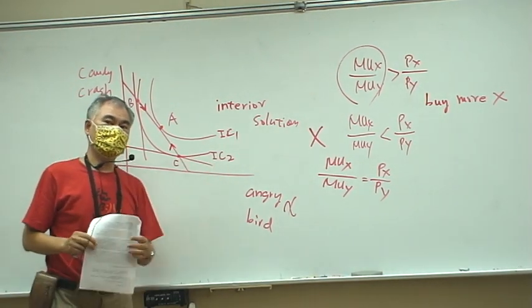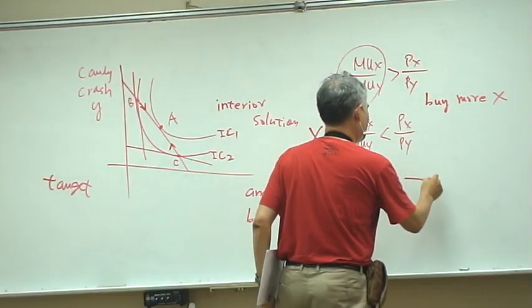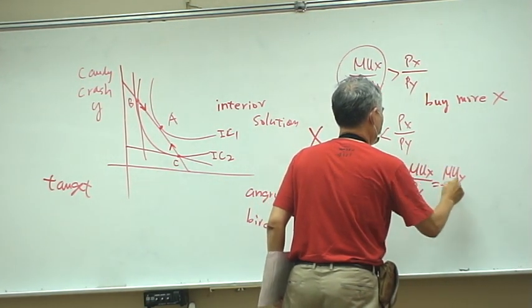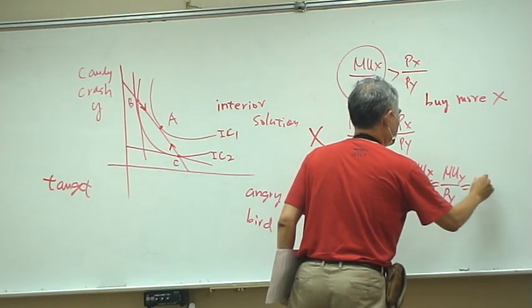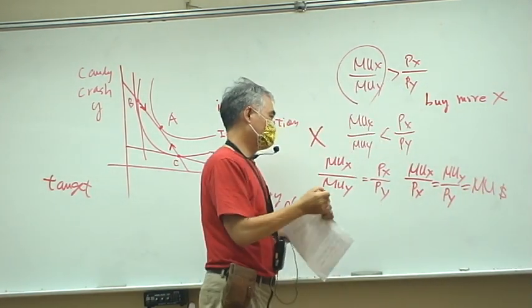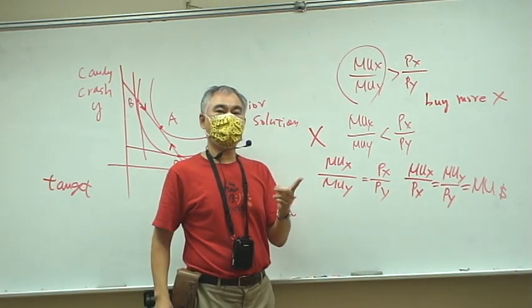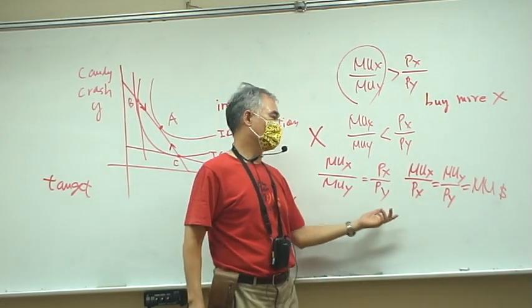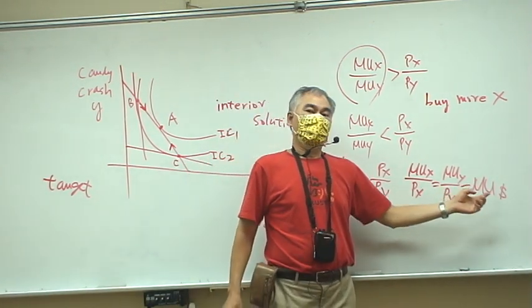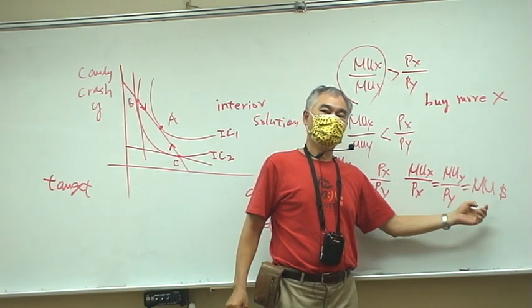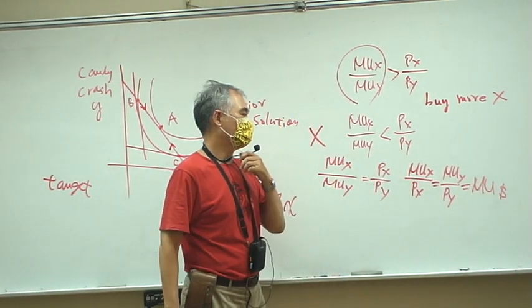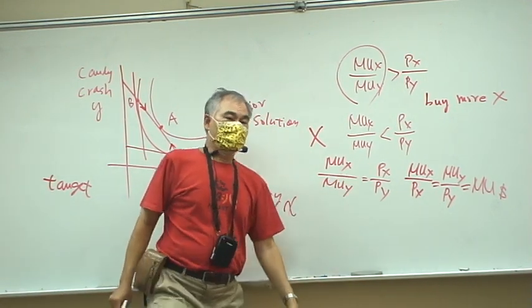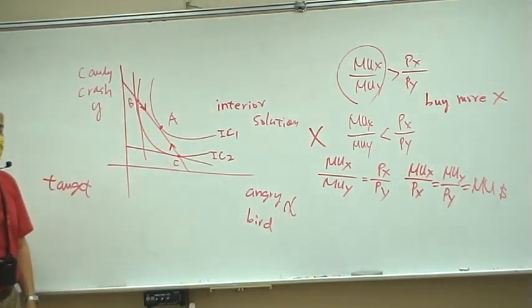And we're going to arrange it a little bit. So you have MUx over Px equals MUy over Py, which equals MU of a dollar. What does this mean? It means for each dollar you spend buying X or buying Y, the marginal utility is the same. You have to spend to the point that every dollar gets the same marginal utility. Of course you have many goods, and they will be the same thing. So this is the equilibrium.